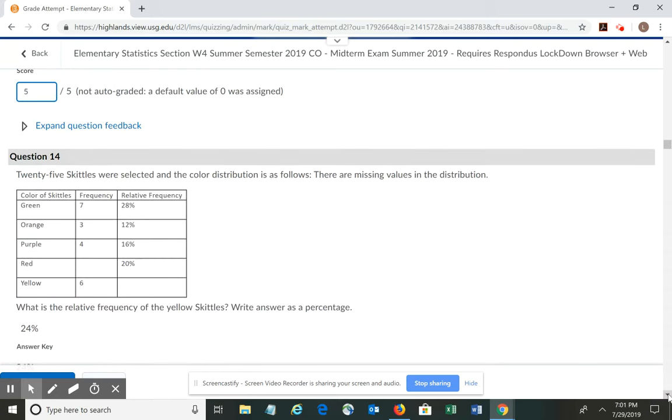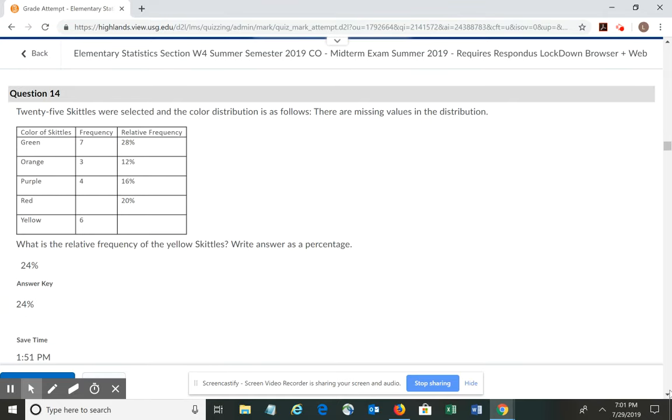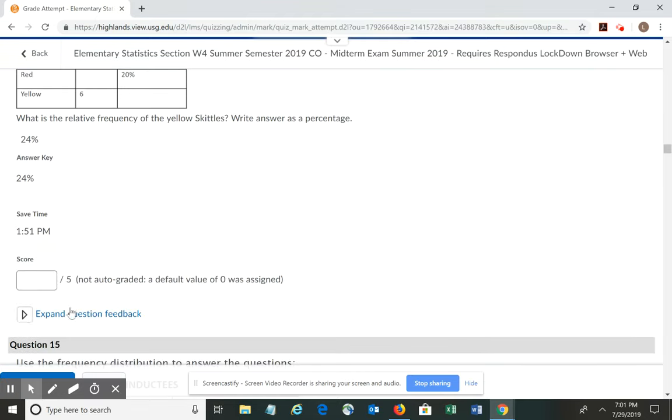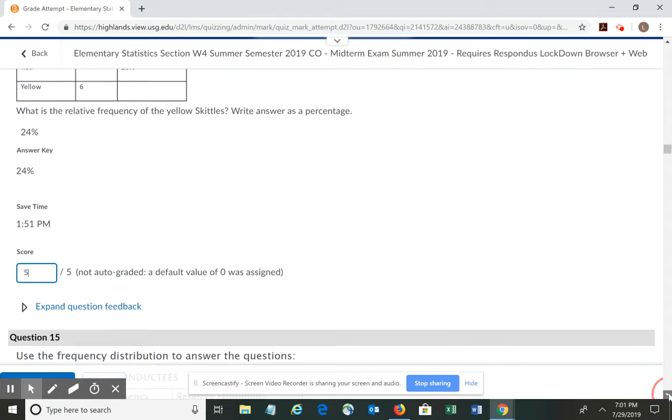Question 14, 25 Skittles were selected. What is the relative frequency of the yellow? Well, the relative frequency would be the frequency of the yellow, which is 6, divided by the total of 25. So it's 24%. They're asked to write it as a percentage. Again, the student entered the answer correctly, so I'm going to award her the 5 points for that question.